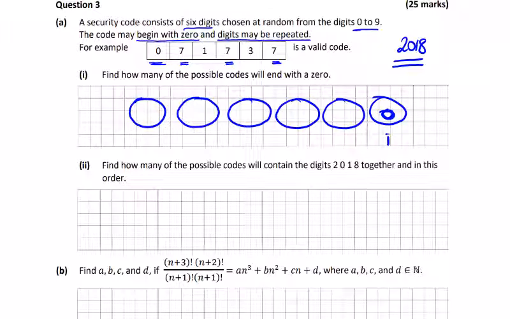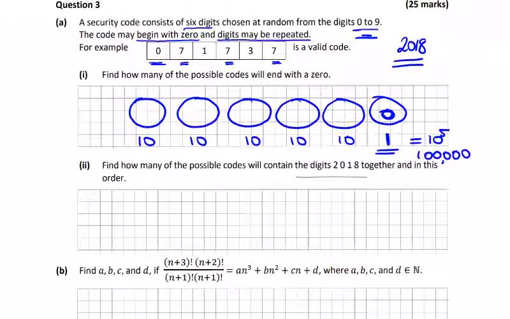So with the digits 0 to 9, how many options do we have here? We have 10 options, 10 options, 10 options, 10 options, 10 options, and we have 1 option at the end. So that has to happen. So the answer here is 10 to the power of 5. 1, 2, 3, 4, 5. That's 100,000 different options.